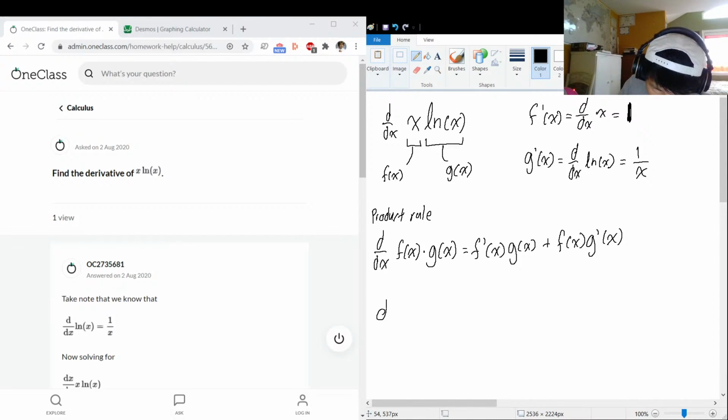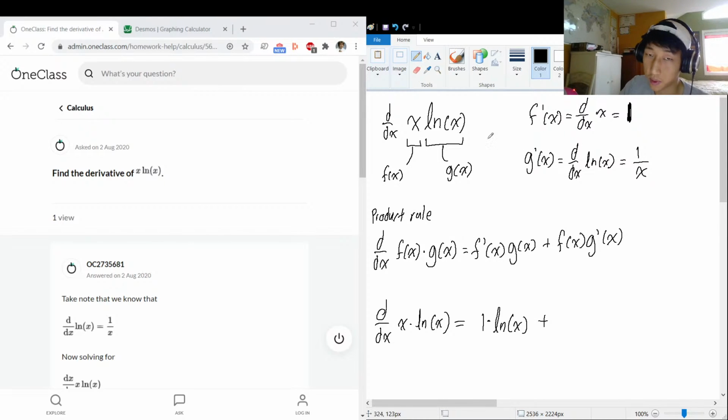So we got d over dx of x multiplied with the natural logarithm of x is equal to the derivative of the first one, so that is 1 (let's not use x because that will get confused with the variable x for multiply), 1 multiplied with the normal second one, g of x. So that's just the natural logarithm of x. Plus the normal first one, so that's regular x, multiplied by the derivative of g of x. So that's 1 divided by x.